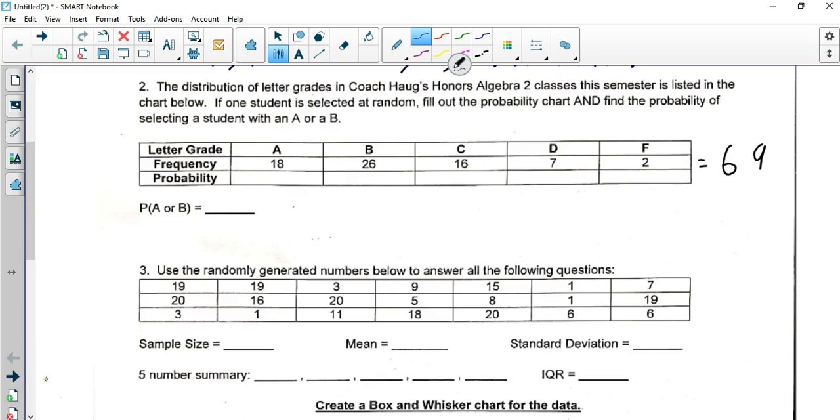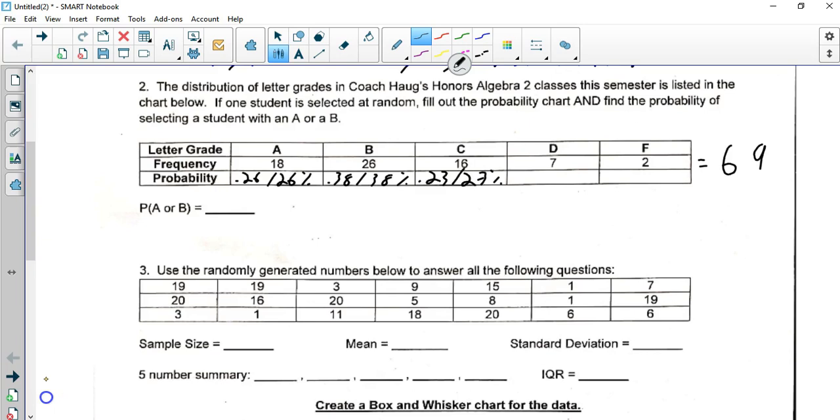Now these boxes are pretty small, so I'm just going to go right to the probability. So I would divide 18 by 69, and that's 0.26, or 26%. 26 divided by 69 is going to be 0.38, or 38%. I would accept either way. 16 out of 69 is 0.23, 23%.